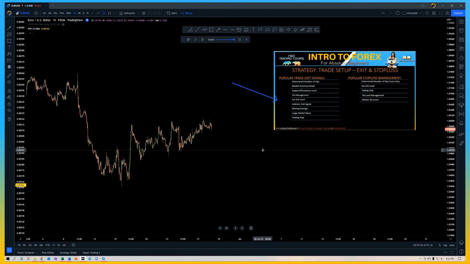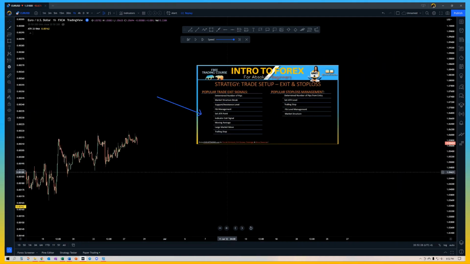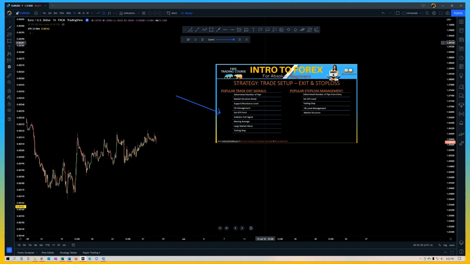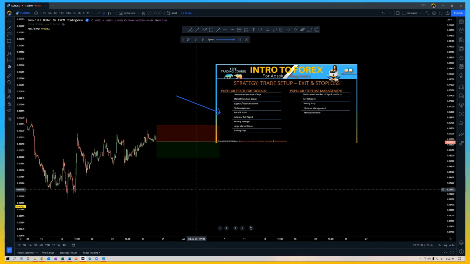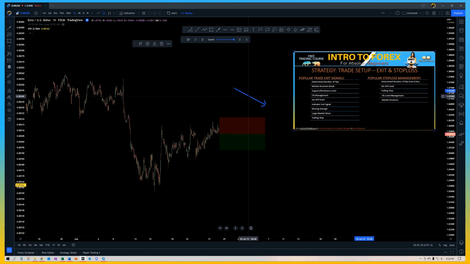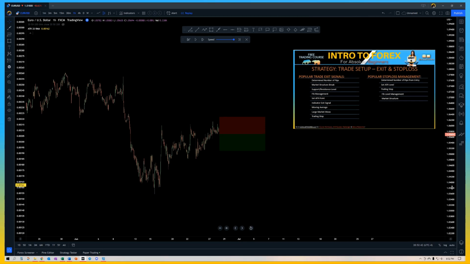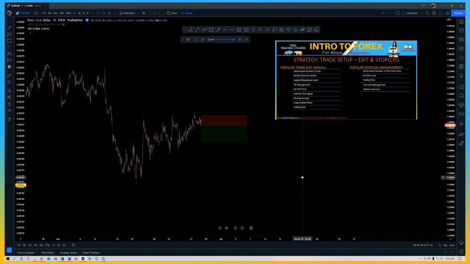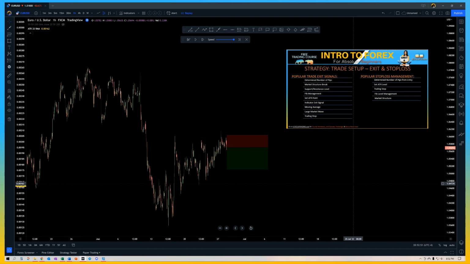Okay, so right now we're going to say that we have an entry, and so that we're entering into a sell right here. We've got this candle closed, we've got our confirmation, our entry signal. I'm just going to move this over real quick, and we've got our entry signal. And so now all we're trying to do is just establish where our stop loss is, where our exit is, and get all of our trade management in place.